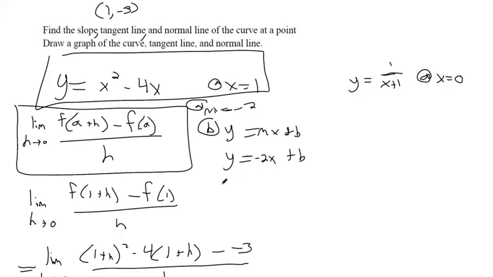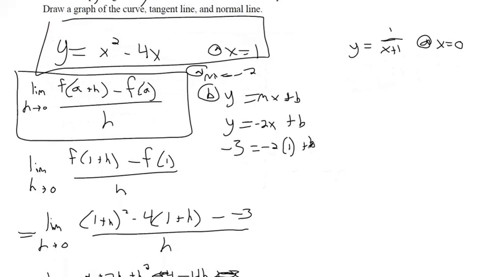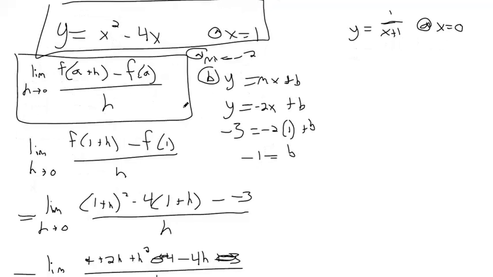So you can plug in negative 3 in for y. You can plug in 1 in for x. And then simplify and solve for b. So negative 2 times 1 is negative 2. If I add 2 to both sides, I get negative 1 equals b. That's the y-intercept. So the full equation of our tangent line is y equals negative 2x minus 1.